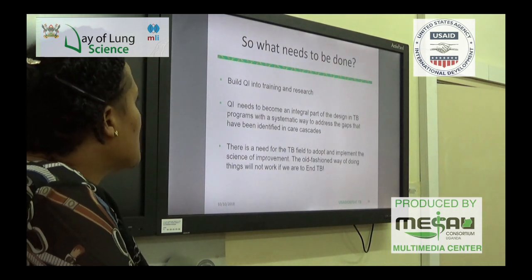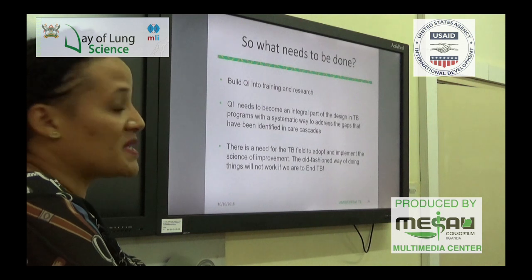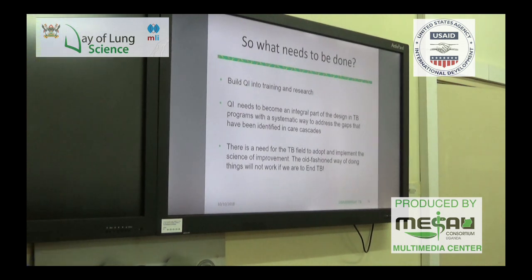And it needs to become an integral part of designing TB programs, with a systematic way to address the gaps that have been identified. And of course, there's a need for the TB field to adopt and implement the science of improvement, because the old-fashioned way of doing things will not work if we're to end TB.